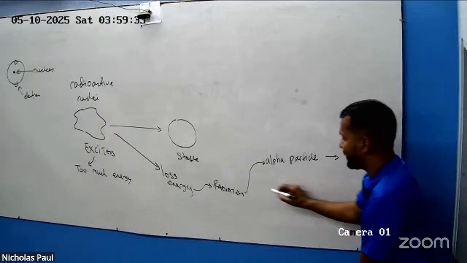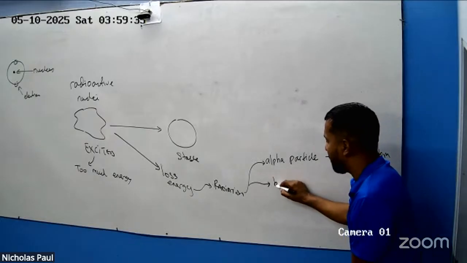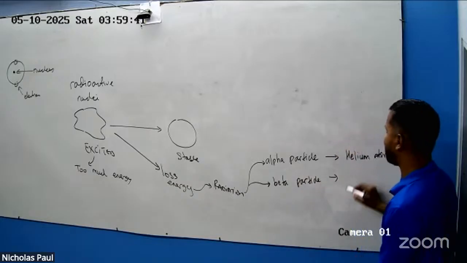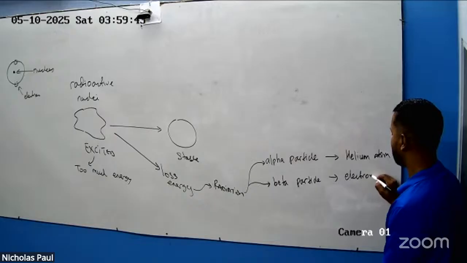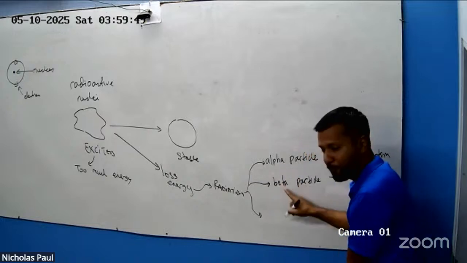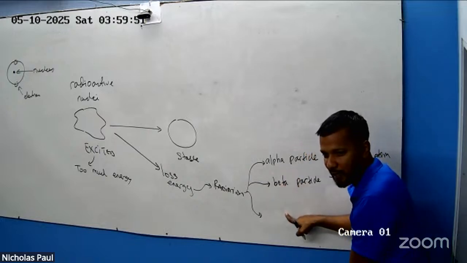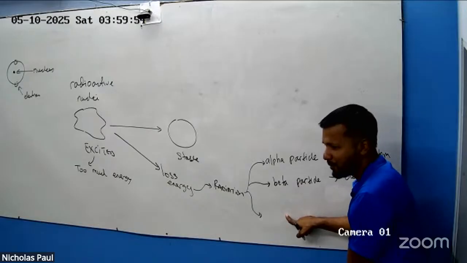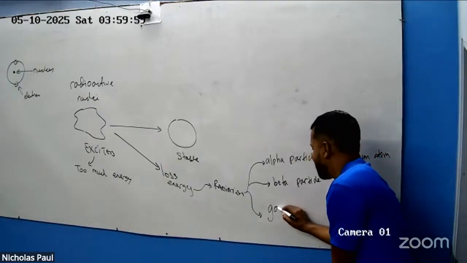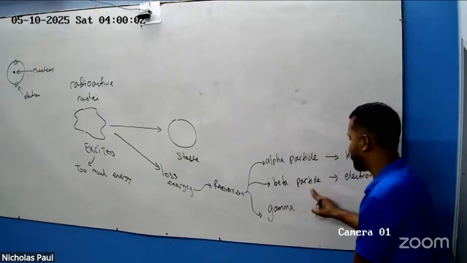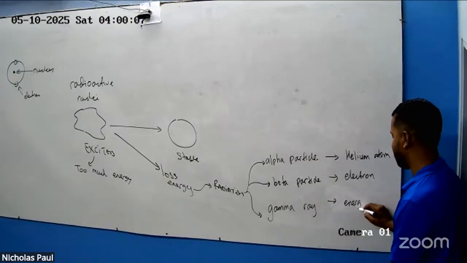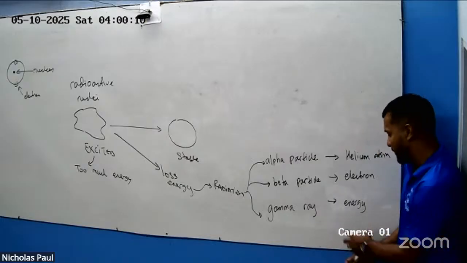The next type of radiation is what we call a beta particle. A beta particle is an electron. And the last one is alpha, beta, and what? Gamma. Alpha, beta, gamma. Gamma is not a particle, gamma is a ray. So this is just energy. Gamma rays are just energy.